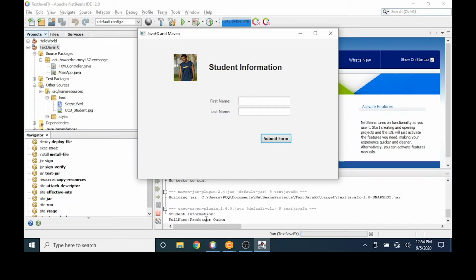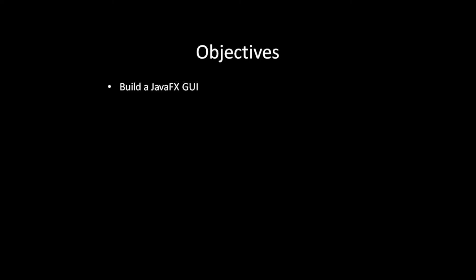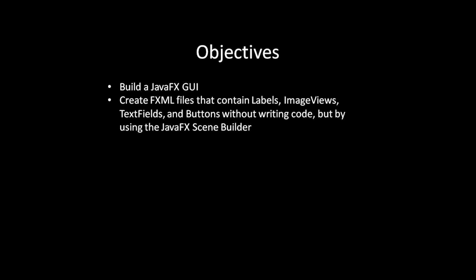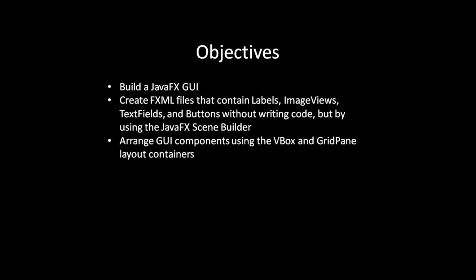Next, I will explain the skills that you will learn by completing the first video. In this tutorial, we will build a JavaFX GUI. We will create FXML files that contain controls like labels, image views, text fields, and buttons. We will build these controls without writing code. Instead, we will be using the JavaFX Scene Builder. We will arrange the GUI components using 2 layout containers, the VBox and the grid pane.